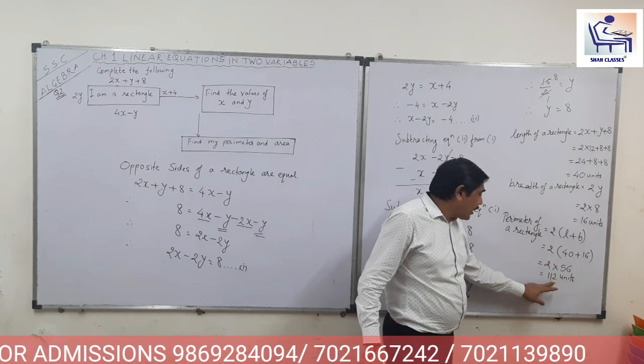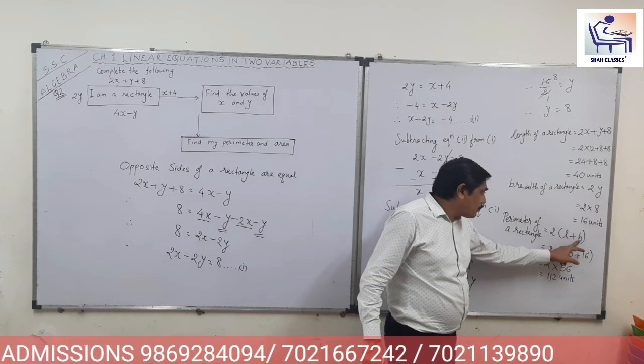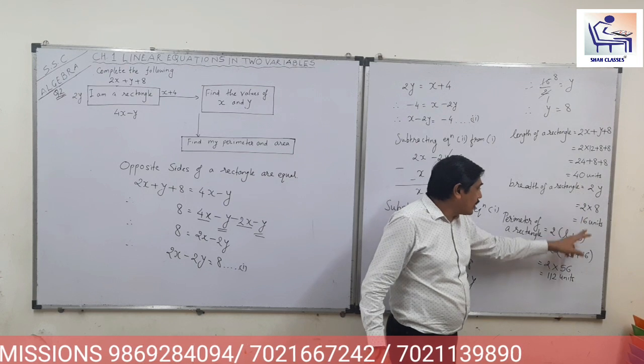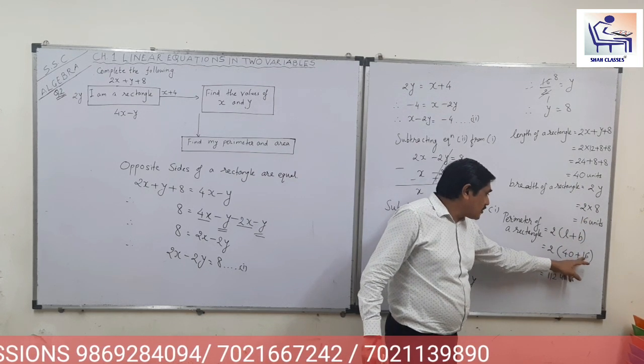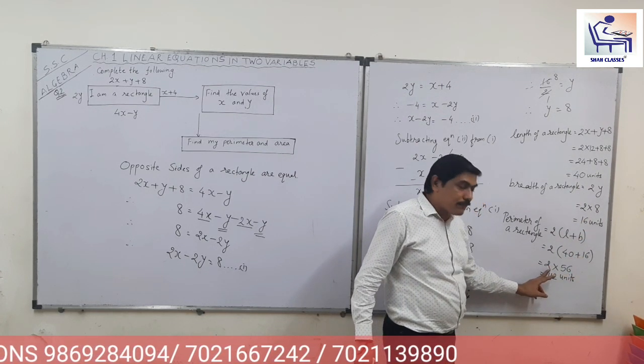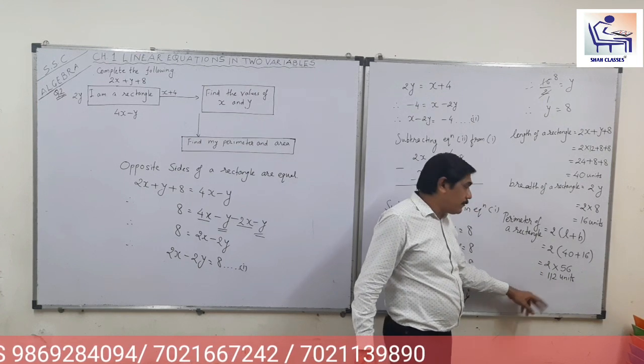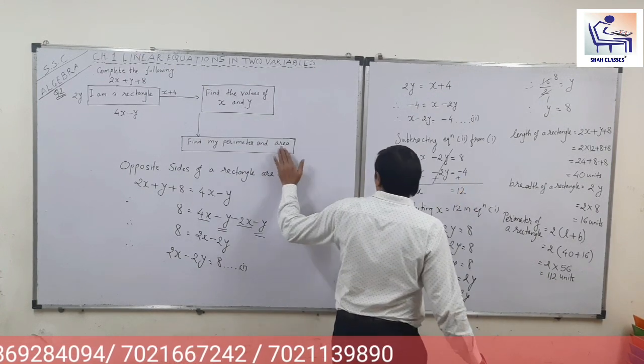56 twos are 112. 2 into length plus breadth. What is the length? 40 units. What is the breadth? 16. So 40 plus 16 is 56. And what is the double of 56? That is 112. Now we have to find out the area.